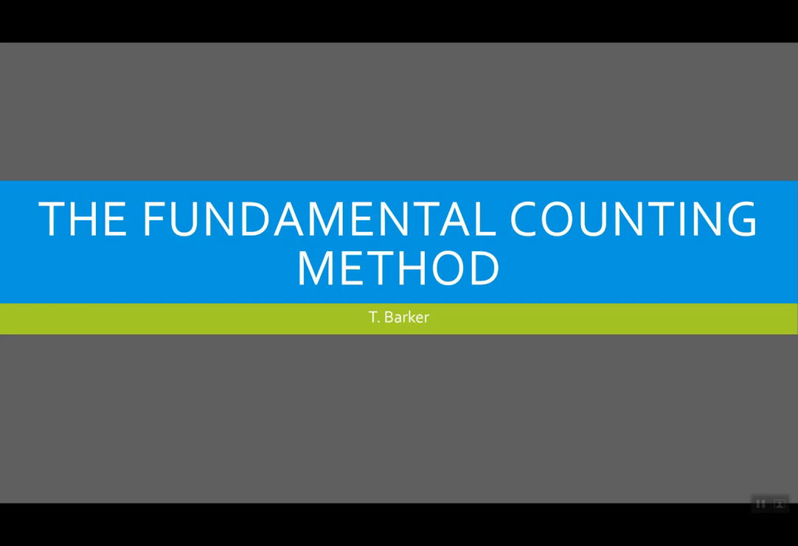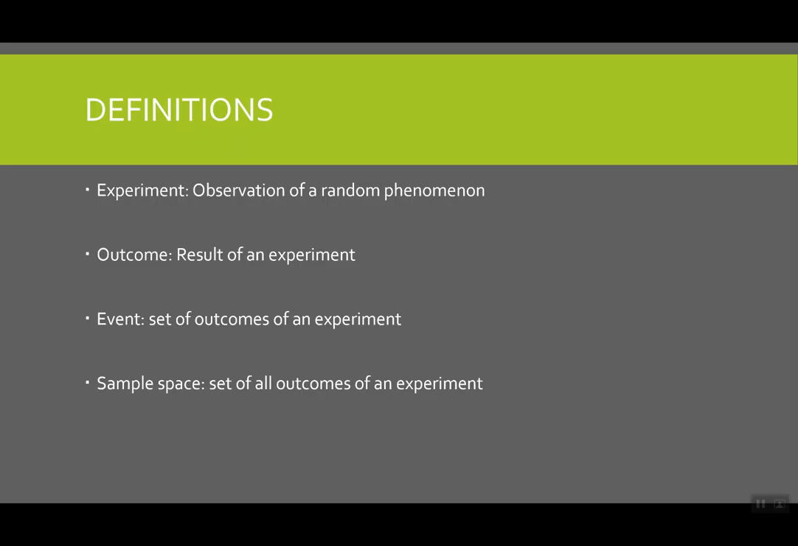Today we'll talk about the fundamental counting method. We need to start with a few definitions. So the first definition we need to discuss is an experiment. I think an experiment is something we're all familiar with, but then we have to throw a definition around it. So let's say an experiment is an observation of a random phenomenon. So it's just something that we do and then we wait and see what happens.